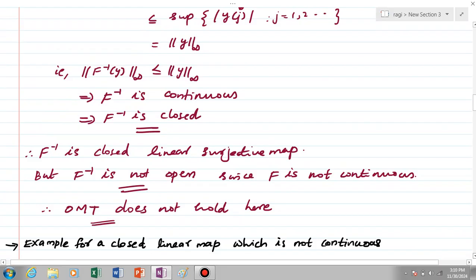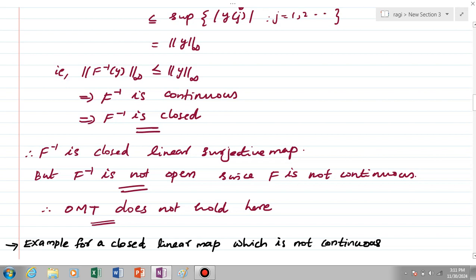F inverse is open means the inverse image of open sets must be open. But F is not continuous here, so inverse images of open sets are not open here. That means F inverse of open sets is not open. This means F inverse is not an open map.